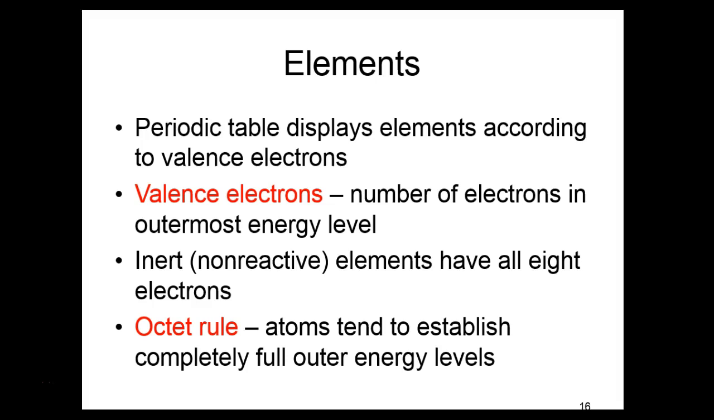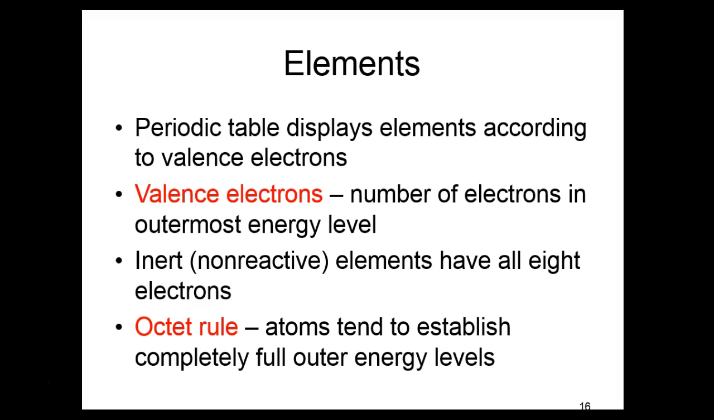So let's take, for example, neon. Okay, if you look at that far right column, you have helium, neon, argon, krypton. Those are called noble gases. All of those are going to have 8 electrons in their outer shells, which means they're not going to react. Okay, they're going to have the maximum number of electrons. So the number of electrons in the outermost energy level is called a valence electron.